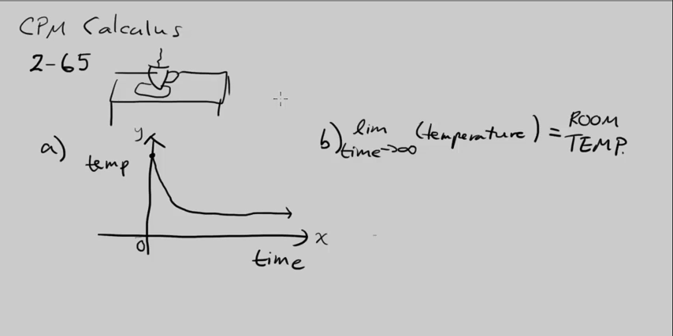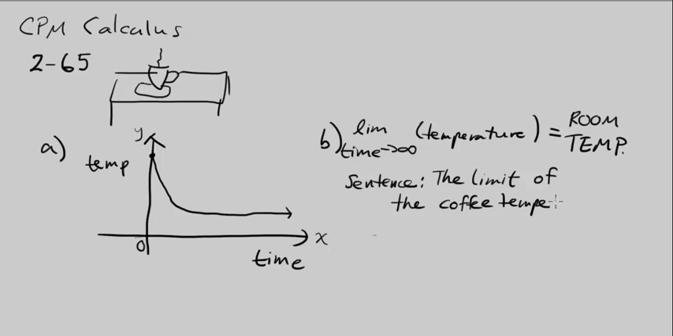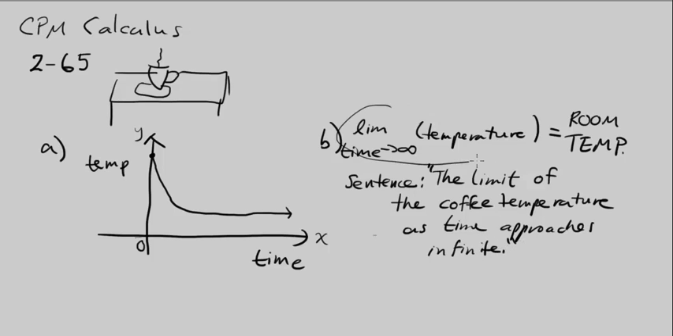Okay, so how do I translate the entire limit statement to a complete sentence? So here's my sentence. Okay, so this is the limit of the coffee temperature as time approaches infinity. Okay, so that's how you could translate this.